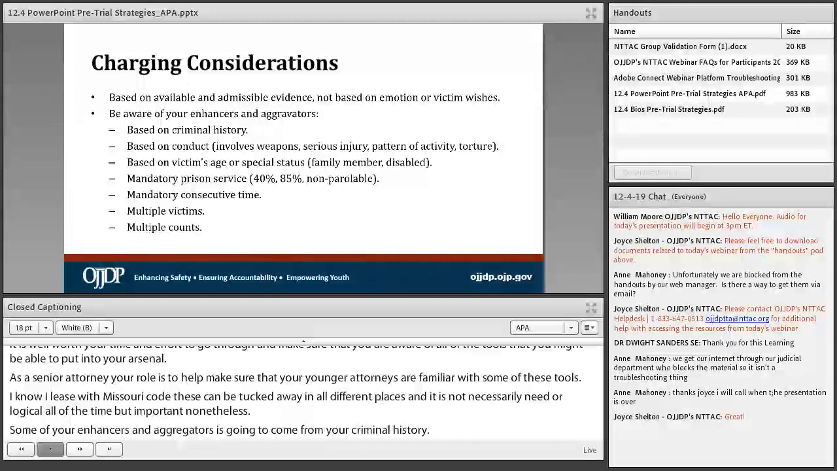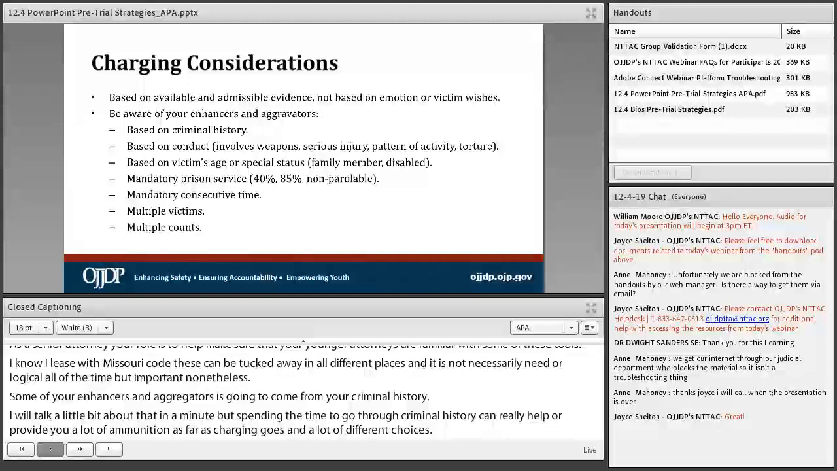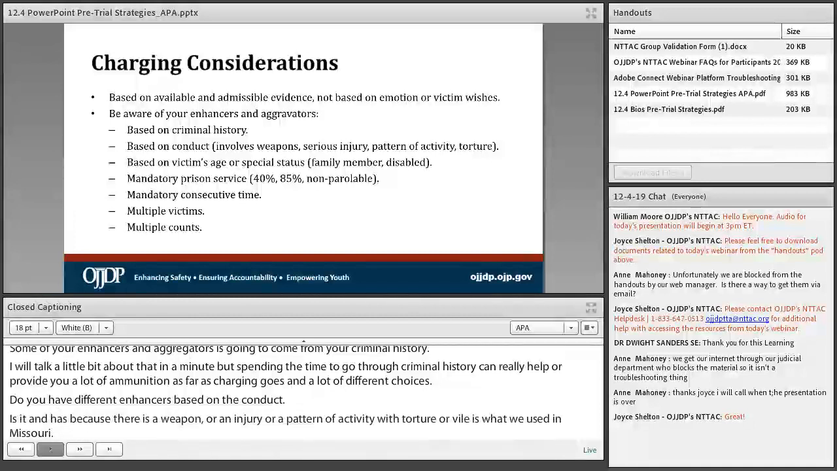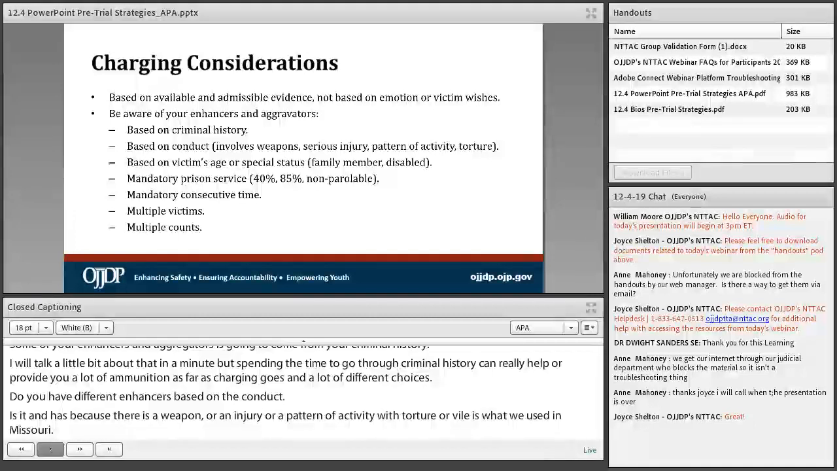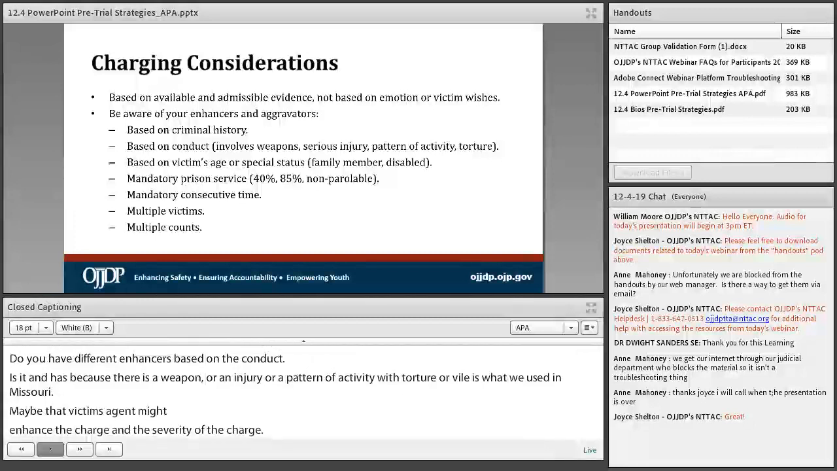Do you have different enhancers based on the conduct? Is it enhanced because there's a weapon? Is it enhanced because there's injury, or it's a pattern of activity, or it was torturous or wanton or vile, is what we use in Missouri? Maybe that victim's age might enhance the charge, the severity of the charge, or their special status as maybe a family member, or maybe they're someone who is either physically or cognitively disabled. That might be able to enhance your charge.